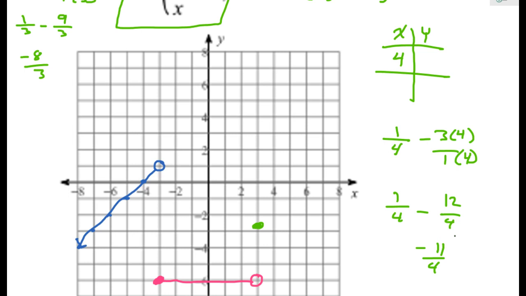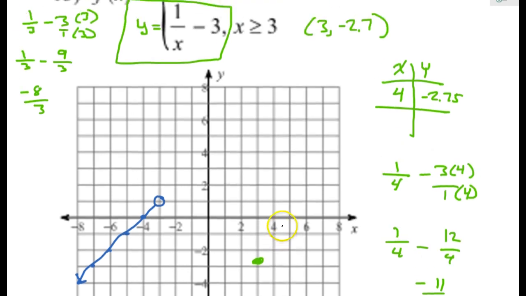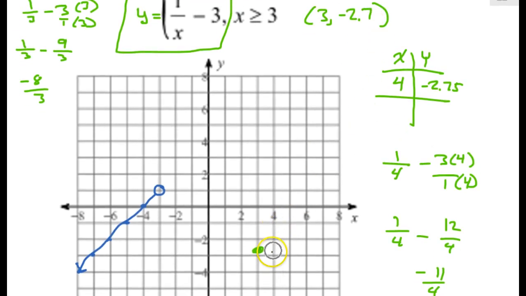Okay, what is that? Let's see, 11 divided by 4 is 2.75. So this is going to be negative 2.75. Okay, so I've got 4 comma negative 2.75. Okay, so it's just a tiny bit lower than this one. Alright, so it's going to be like here.